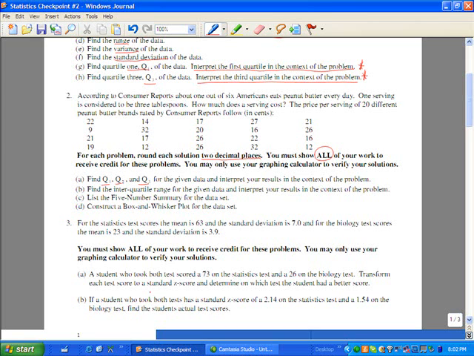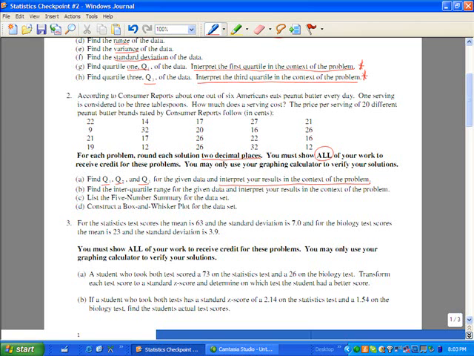So write out the data set in order from smallest to largest. Find the middle value for quartile 2. Find the middle of the upper half for quartile 1 and the middle of the lower half for quartile 3, and so on. Notice it says interpret your results in the context of the problem. So you will say something like 25% of the peanut butter brands cost blank cents per serving or less. 75% of the peanut butters cost blank cents per serving or less.